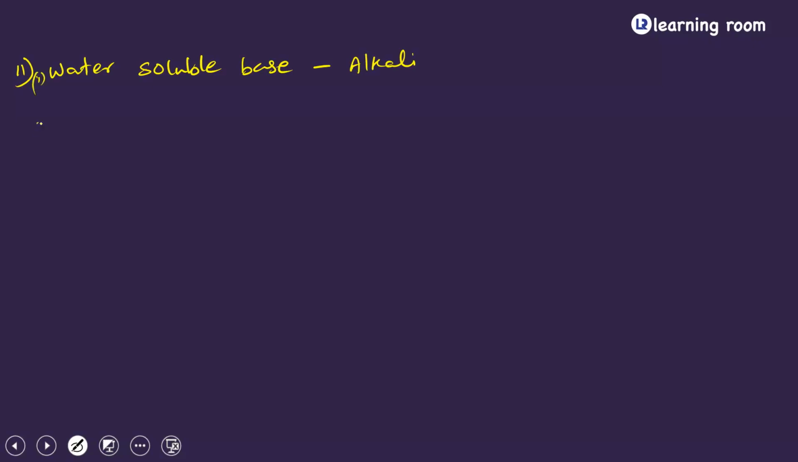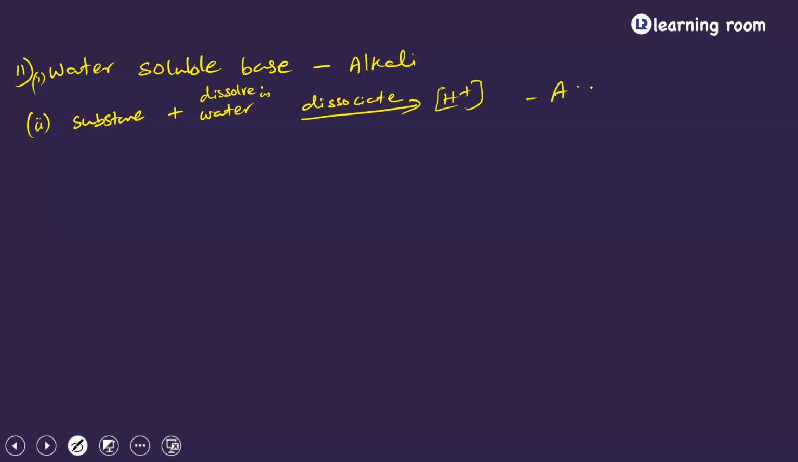A substance dissolved in water, and then dissociates into H plus ion. Then what is the substance? A substance which is dissolved in water and then dissociates, it gives H plus ion. If a substance put in water gives H plus ion, what is it? Tell me correctly. Acid.